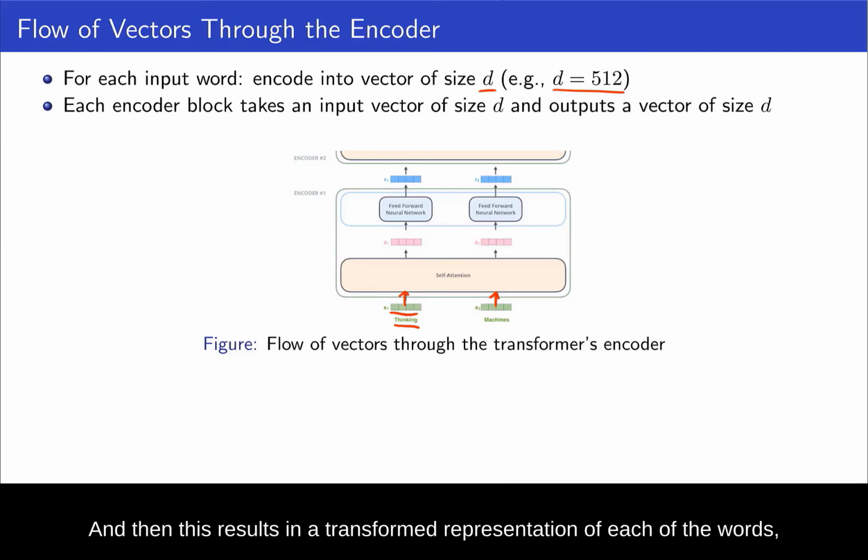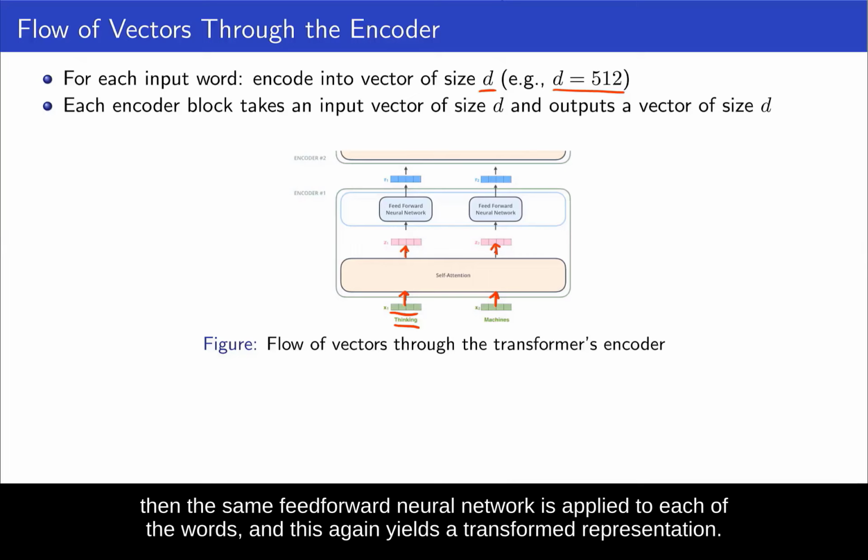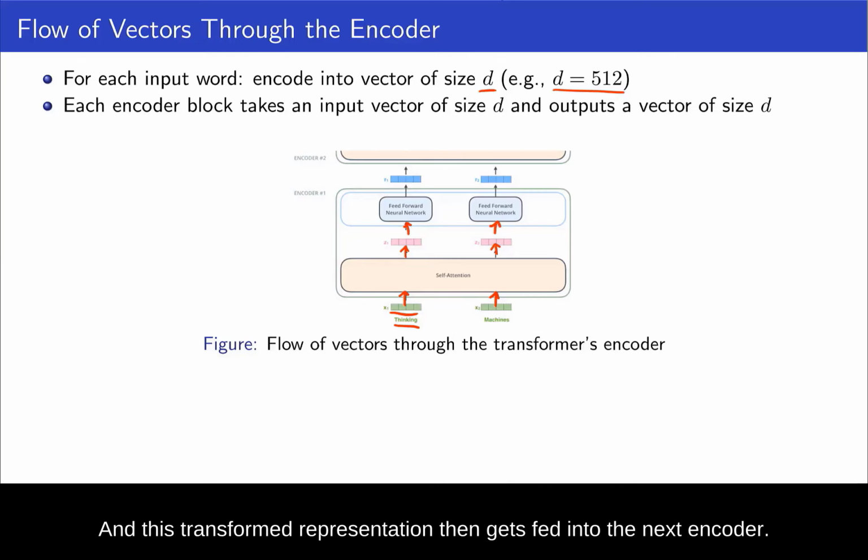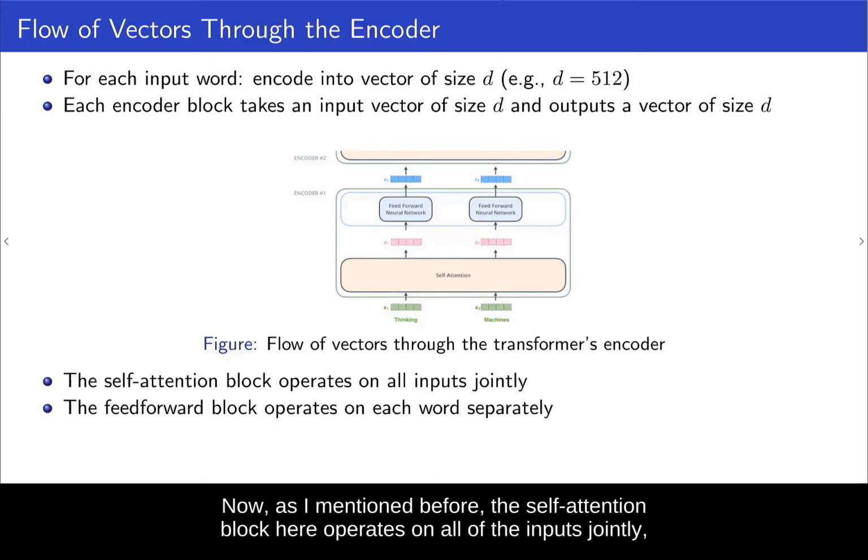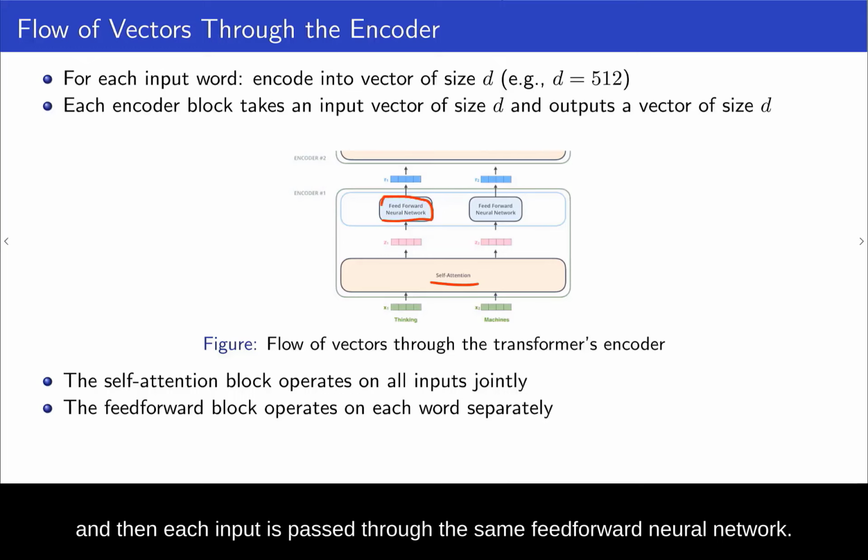And then this results in a transformed representation of each of the words. Then the same feed-forward neural network is applied to each of the words. And this again yields a transformed representation. And this transformed representation then gets fed into the next encoder. Now, as I mentioned before, the self-attention block here operates on all of the inputs jointly, and then each input is passed through the same feed-forward neural network.